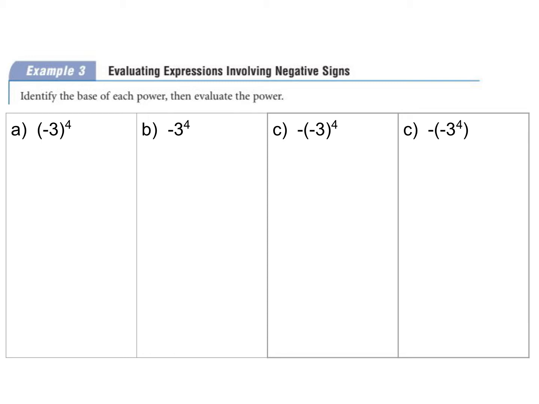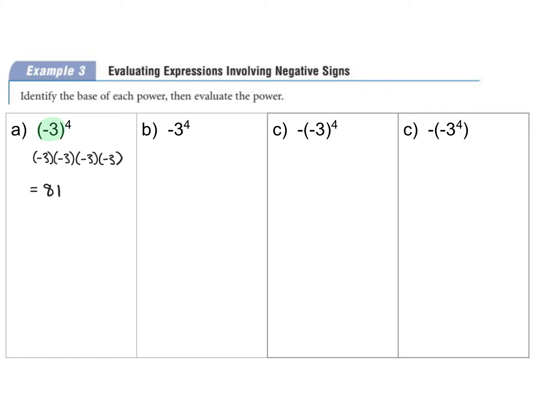For example A, we're going to identify our base first. Our base here is -3, because it's inside the brackets. The brackets kind of glue that negative to the 3. Now we're going to write it out as repeated multiplication, which just means -3 times -3 times -3 times -3. We reviewed that when we're multiplying by negatives, 2 negatives will make a positive. So if we have 4, that will also make a positive. So our answer will be positive 81.